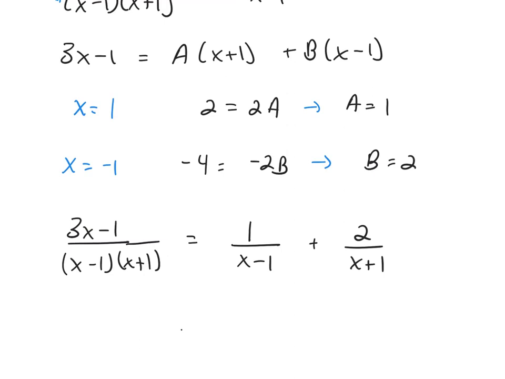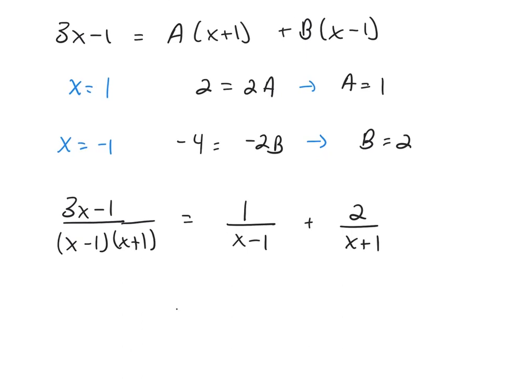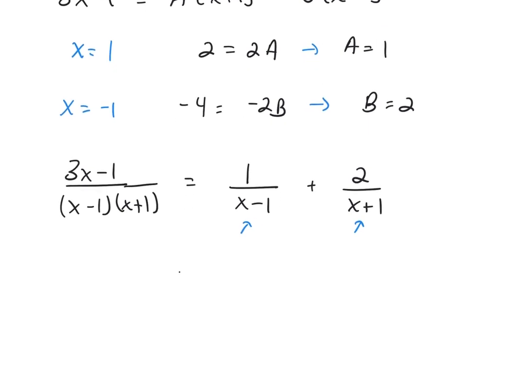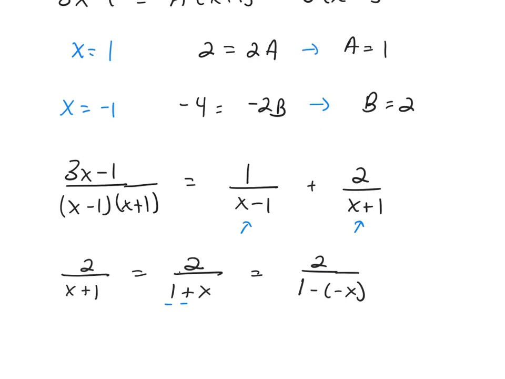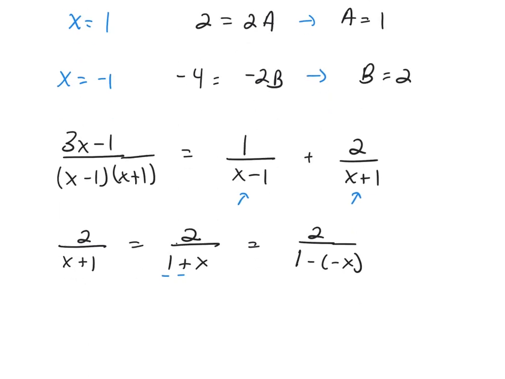And now we're going to take these two fractions and write power series for them. So let's start with the last one, 2 over x plus 1. I'm going to switch the 1 and the x in the denominator. And I've already got my 1. I need this to be a minus. So this will be 1 minus negative x. So the numerator 2 will be a, and negative x will be r.